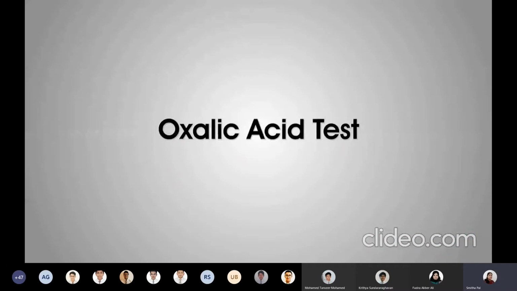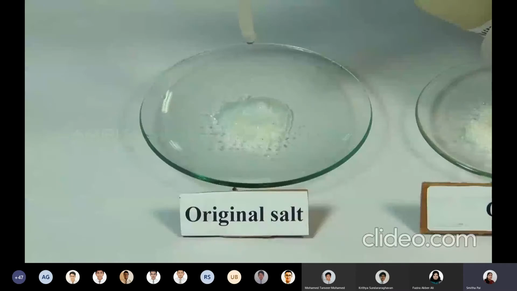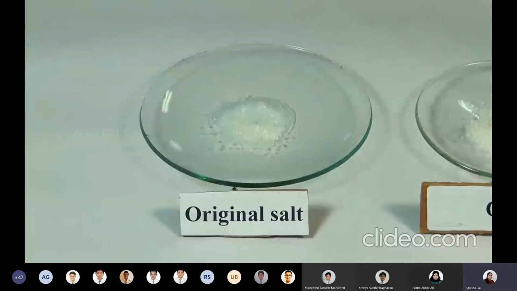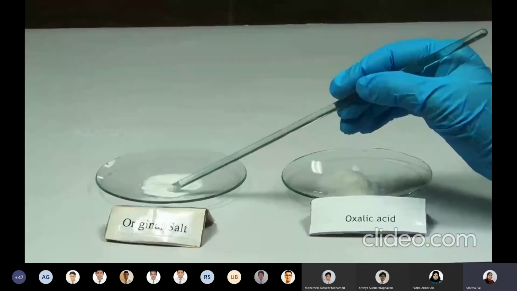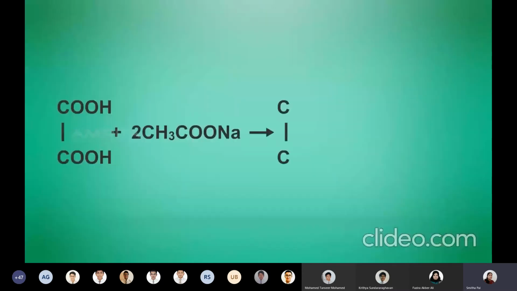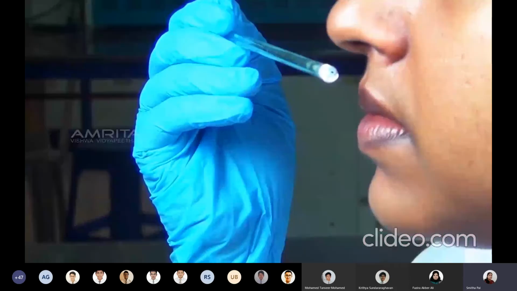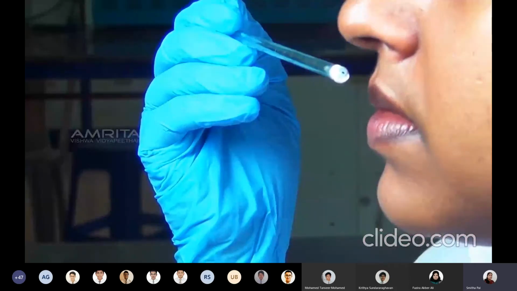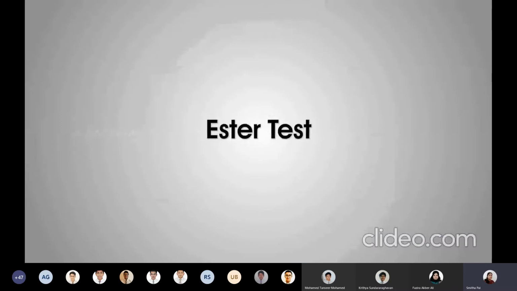Oxalic acid test. Now, add a few drops of distilled water into the mixture so as to get a paste. Take the glass rod and rub the paste with it and smell it. Oxalic acid reacts with acetate salt to form acetic acid, which produces a characteristic vinegar-like smell. Ester test.